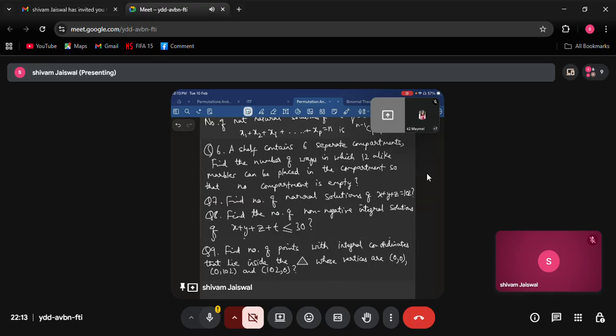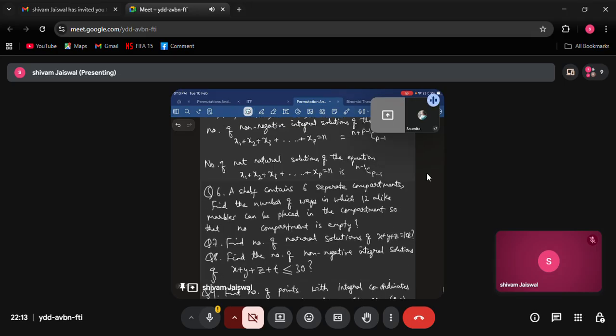Sir, is it written number of not natural solutions in the theory part, or is it number of natural solutions? Number of natural solutions. Okay, 7. Yes, 7 is correct. Shomita, Nandit, Devang, 7 is correct. No, no, sir, I was not asking about the question. I was asking before question 6, is it number of not natural solutions? Oh, number of natural. Actually, by mistake, I wrote it wrong. Yes.